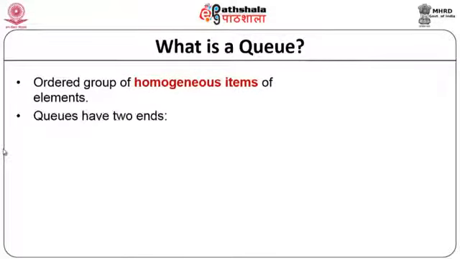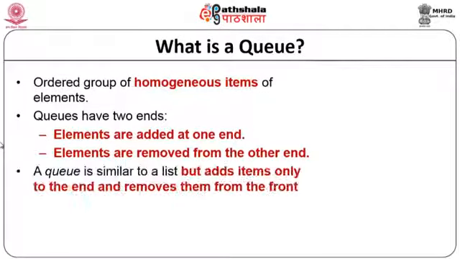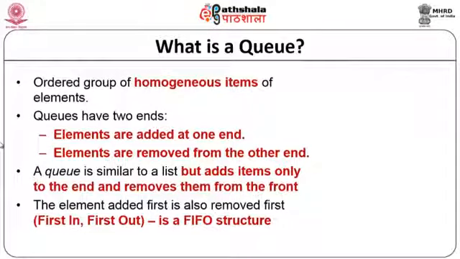Okay. Unlike a stack, which had only one end through which you inserted and deleted, queues have two ends, which we have already seen in the previous slide. So, elements are added at one end and elements are deleted from the other end. Okay, so that is the queue. And a queue is similar to a list, but items are added only at one end and removed from the other end, which is called the front. So, the element added first is always removed first, and that is why we say that the queue follows the first in first out policy, or in other words the FIFO policy.